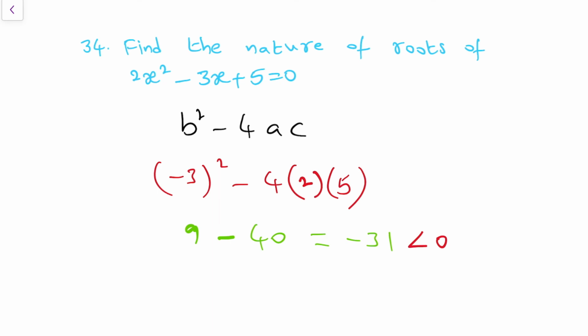If the b square minus 4ac value is less than 0, then the roots are considered imaginary. So splitting the middle term is not possible, of course. If we apply the formula for the roots of the quadratic equation, then we will get 2 imaginary roots.